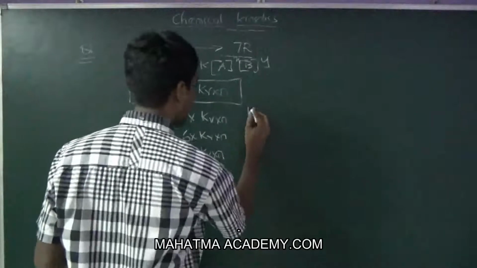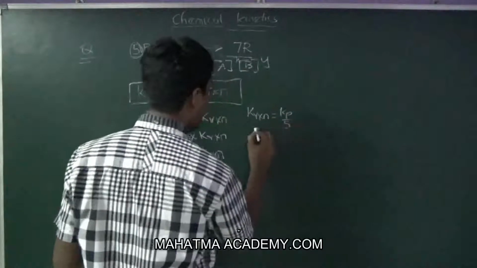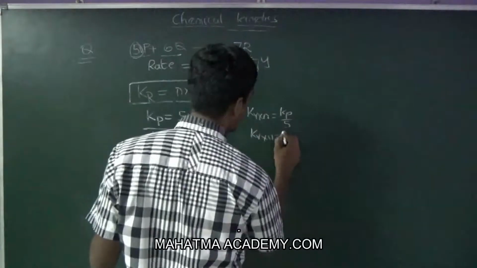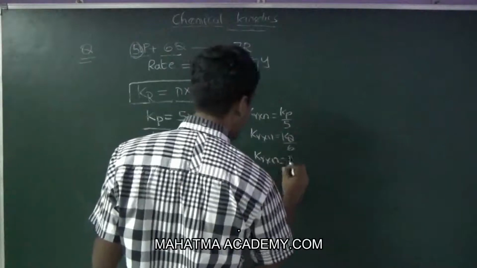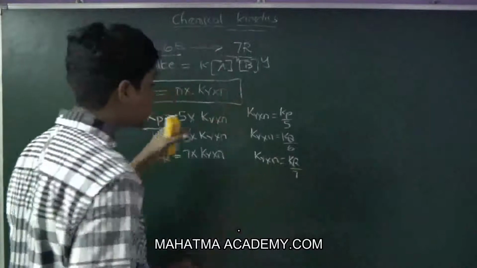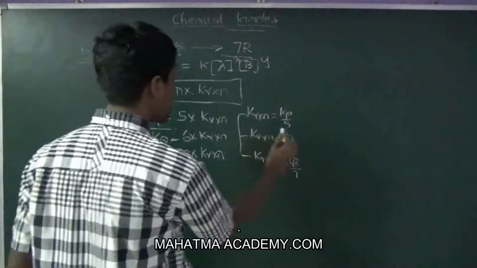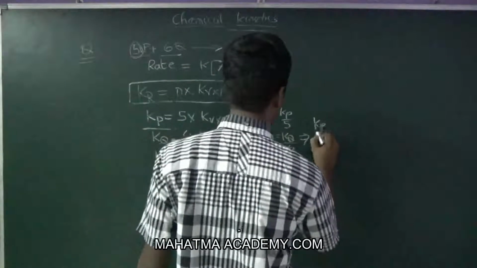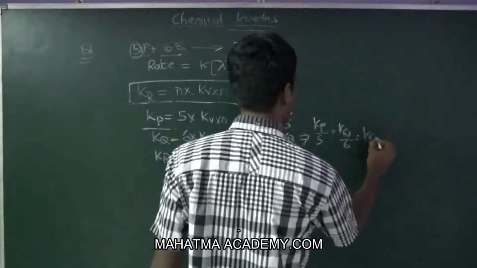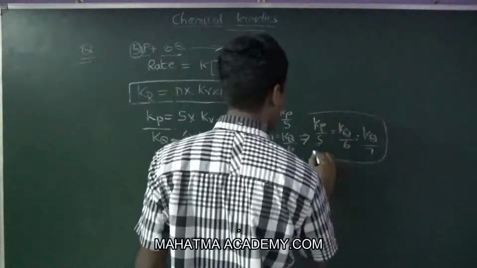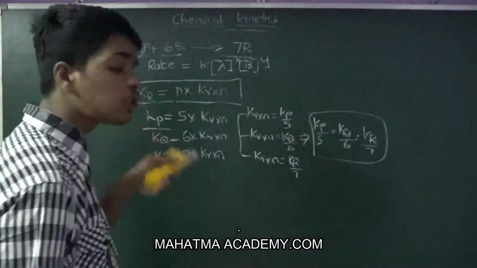Now the K reaction is equal to Kp upon 5, and the K reaction for the second is equal to Kq upon 6, and the K reaction for the third is equal to Kr upon 7. The three on the left hand side are the same. Now Kp upon 5 is equal to Kq upon 6 is equal to Kr upon 7. It is the relationship between these three.